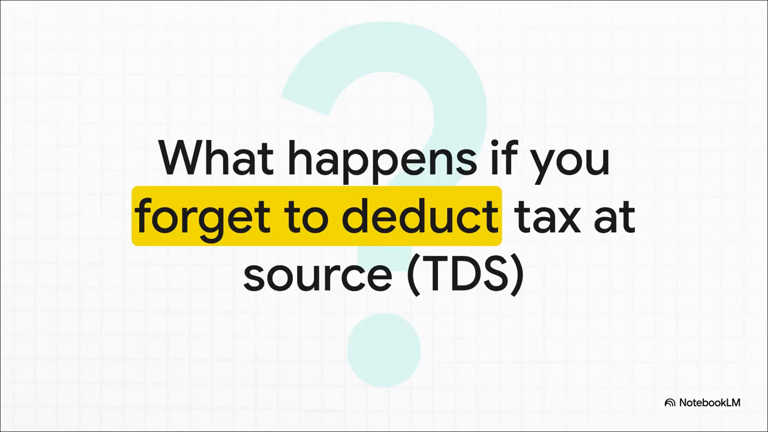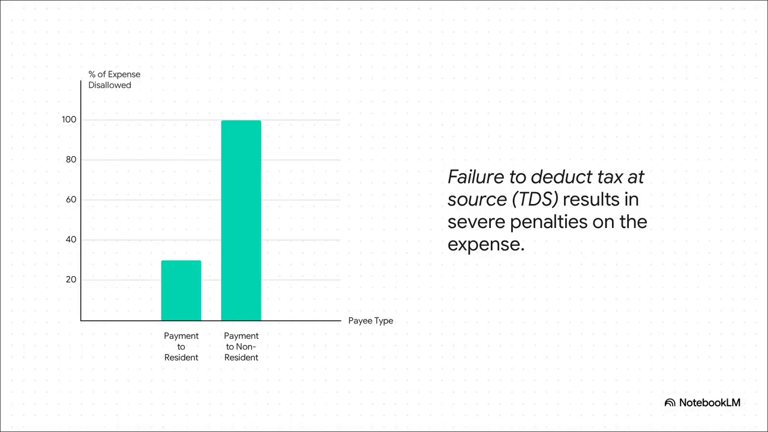Okay, so we've talked about your spending. But now, for a twist. The audit filter checks something totally different. How well you did your job as a tax collector. For a lot of payments, like rent, professional fees, or commissions, you are legally required to deduct tax at source, or TDS, before you pay the other person. So, what happens if you don't?